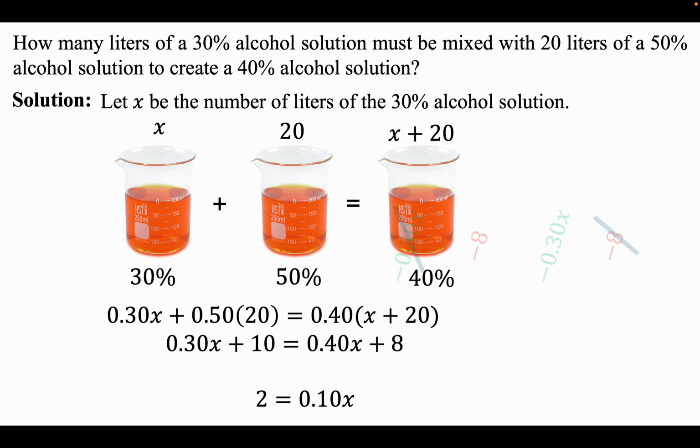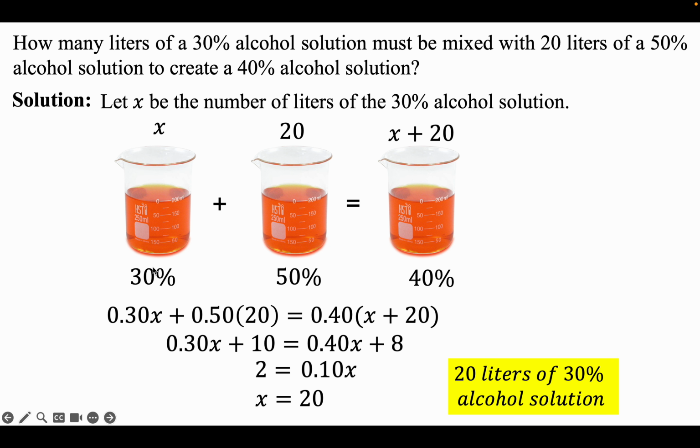Let's get this out of the way, move that up. Now, in order to isolate the variable x, we have to divide both ends by 0.10, and you get x equals 20. Well, x is the number of liters of 30% alcohol solution. So in this case, we have 20 liters of 30% alcohol solution. And the final volume should be 20 plus 20, which is 40.